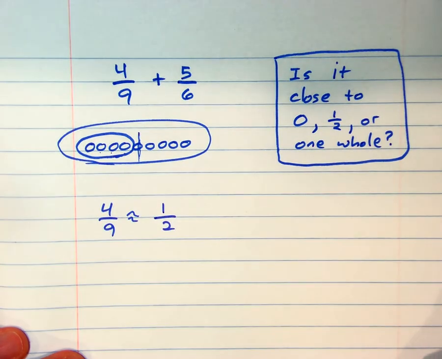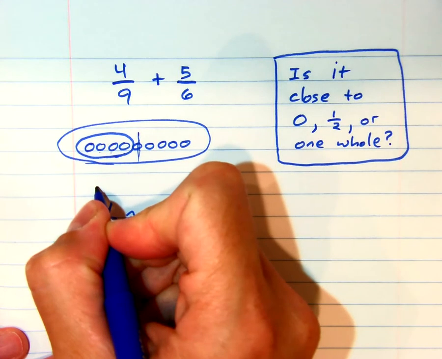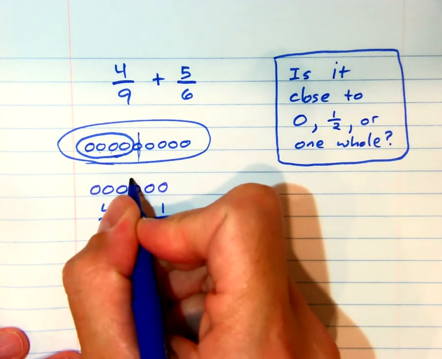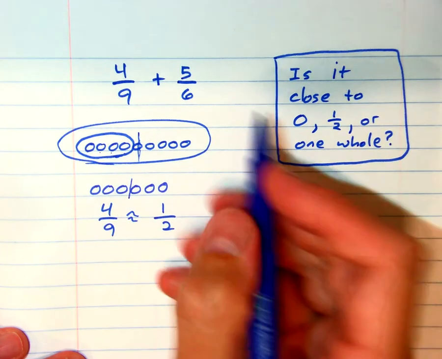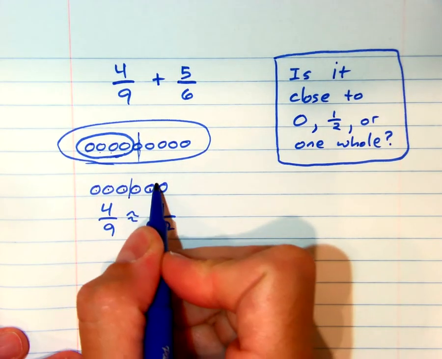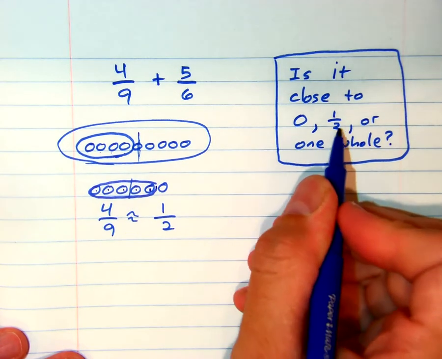Okay, next up, let's look at 5/6. I'll do another quick drawing. 1, 2, 3, 4, 5, 6. 6 items, my halfway point is 3. Is 5/6... 1, 2, 3, 4, 5. Is 5/6 closest to 0, half, or 1 whole?